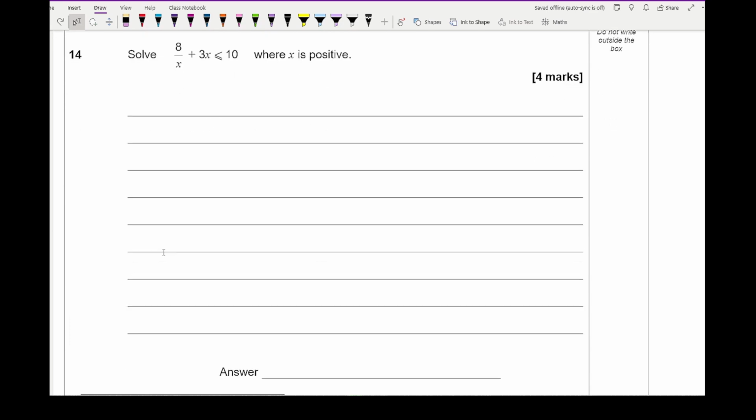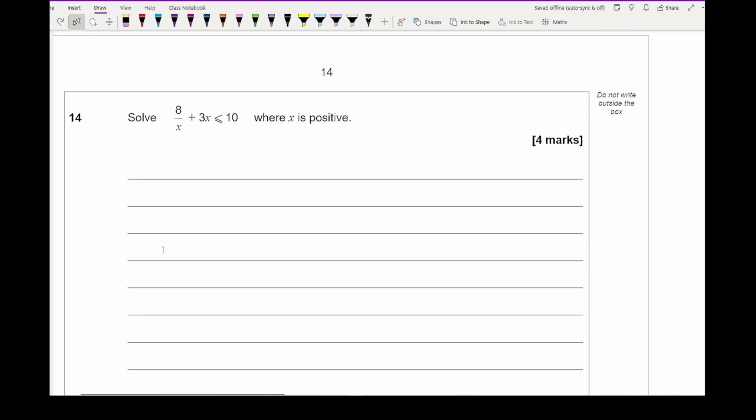Then moving on to question 14, it says solve 8 over x plus 3x is less or equal to 10, where x is positive. So for this, if I just start off by writing this out, I always find it more comfortable if I've written it in my own handwriting. So for this, I want to write this all as a single fraction. So to write that as a single fraction, I get 8 over x plus 3x squared over x, and that's less or equal to 10.